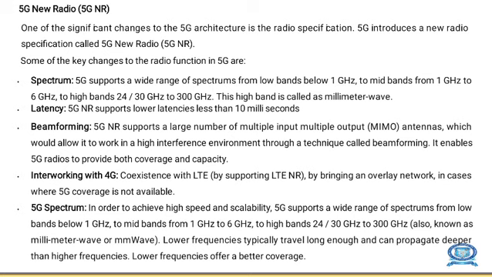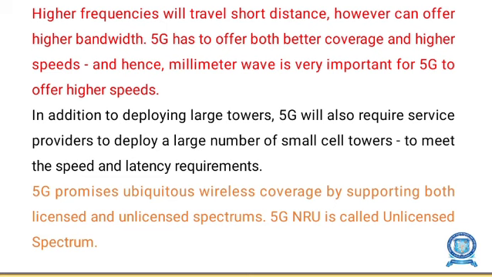In order to achieve high speed and scalability, 5G supports a wide band of spectrum from low band below 1 GHz, to mid band 1 GHz to 6 GHz, and up to 300 GHz. Lower frequencies can travel far and propagate through obstacles, so they offer better coverage. Higher frequencies travel a shorter distance, however they offer higher bandwidth. So for higher speed, millimeter wave is very important for 5G.